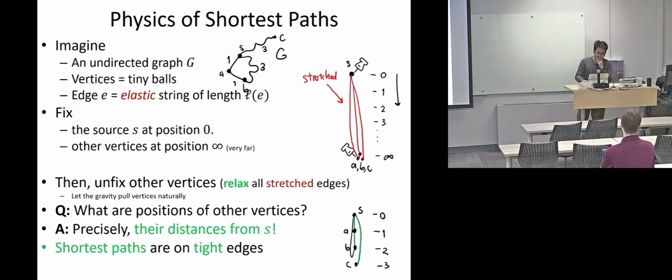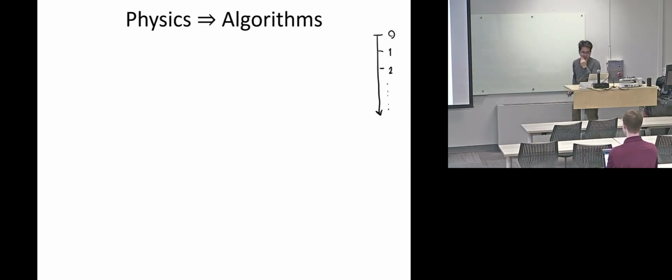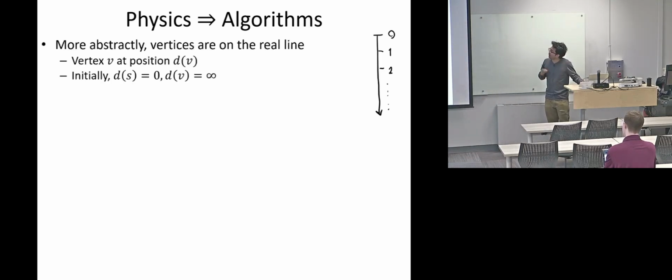And actually this physical process can motivate the algorithm too. The way that you think abstractly might be that you imagine you have the real line, starting from 0, and then 1, 2, 3, 4. If I denote d of v to be the position of vertices, I start node S at 0 and everyone else at infinity.